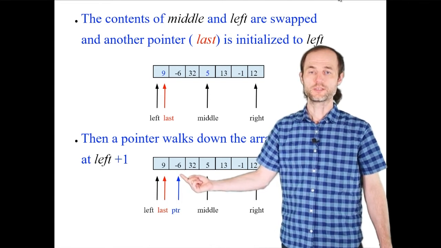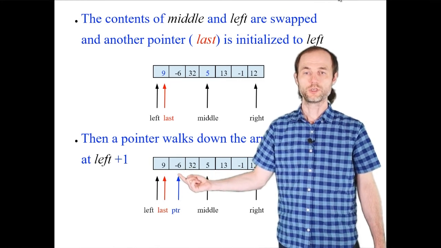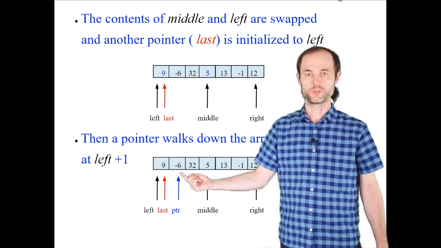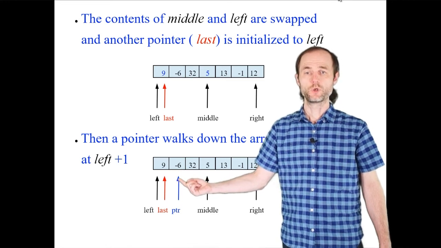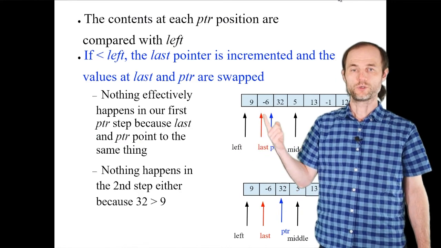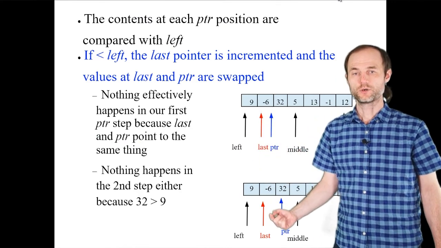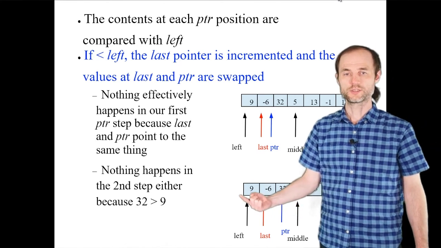Then the next step is to increment last to point to this element, because this element is in its place. And then we're going to increment PTR as well. So we're incrementing last, and then we're going to increment PTR. And then we're going to check, is 32 less than 9?